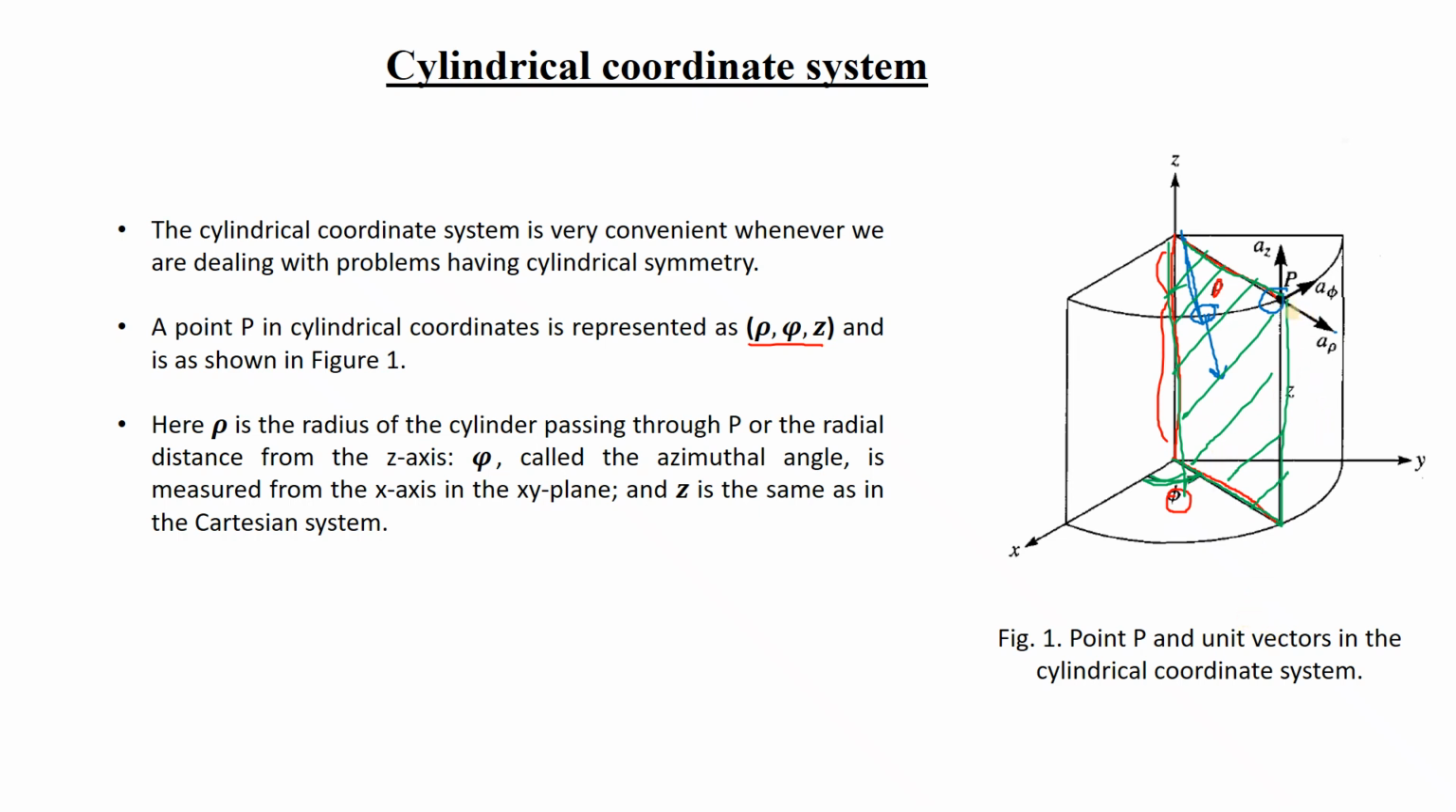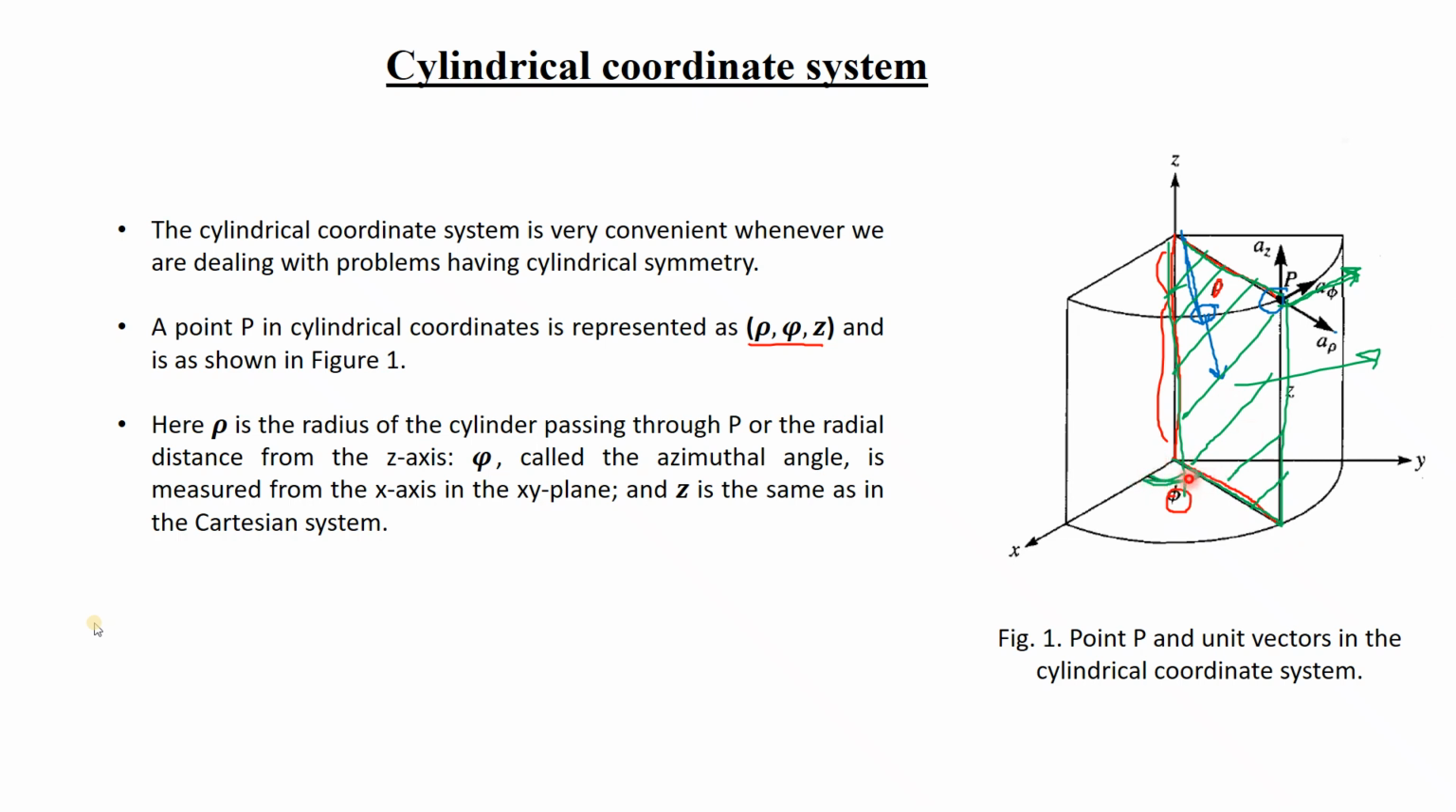Now this plane should be perpendicular to this plane. Okay, so draw a line perpendicular to the plane. Perpendicular to the plane. Why? Because this plane is actually drawn with respect to the rho. So this plane is within the rho axis.